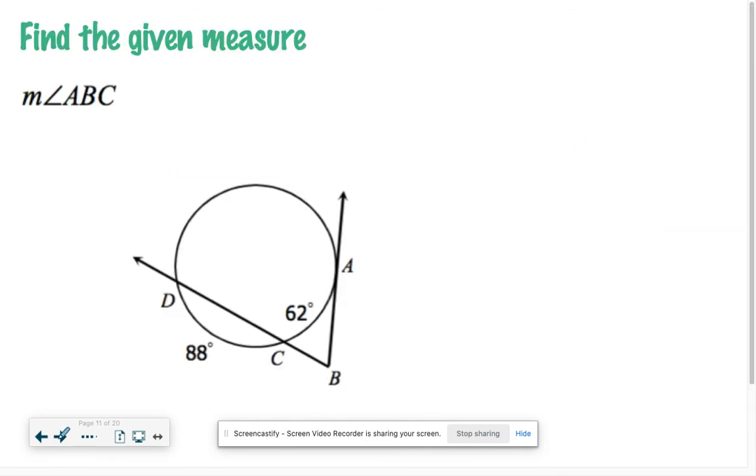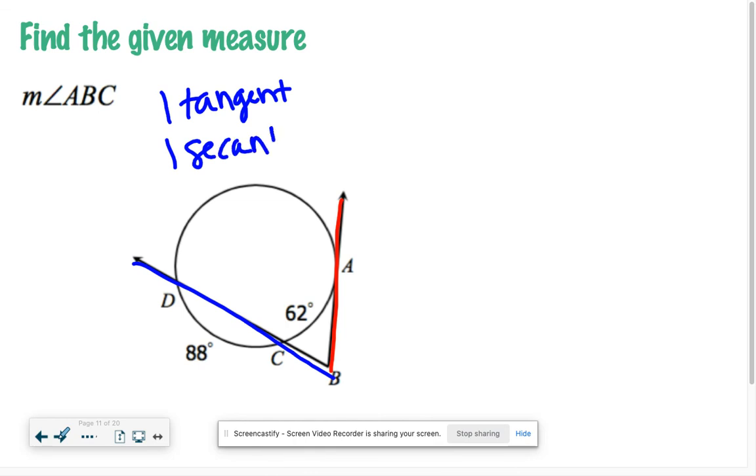Next example, we have a tangent line and a secant line. So I'll put that one tangent, one secant. And we're looking for the measurement angle ABC. So same old story, you guys. Ooh, they're making us work a little bit harder here. What is our big arc? They didn't tell us that. Those punks. We gotta figure it out.